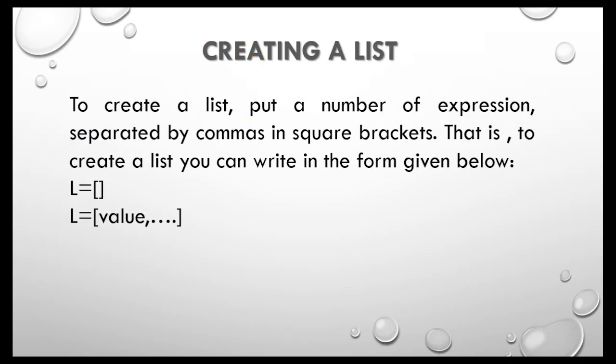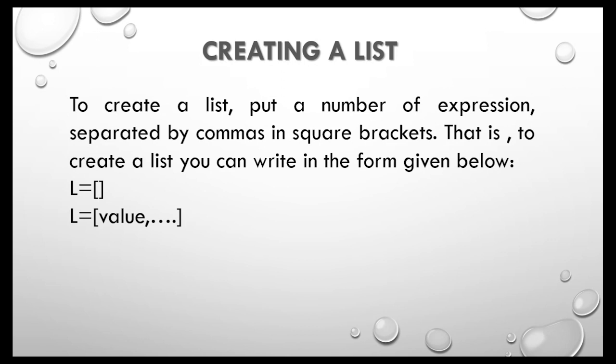If you want to create a list in Python, put a number of expressions separated by commas in square brackets. That is, to create a list you can write in the form given below. If you want to create an empty list, then you can write L is equal to, suppose L is my list name, and then a square bracket. So it will create an empty list. But if you have some values, then you can write L is equal to, and then the values, where each value is separated by a comma and surrounded within square brackets. I hope you understand how to create a list in Python.